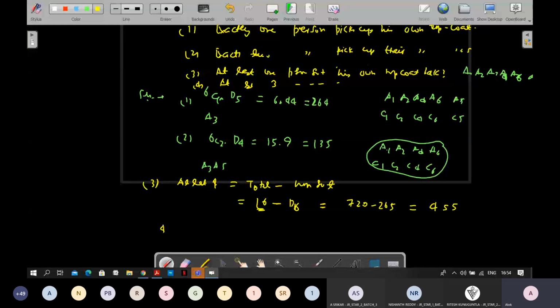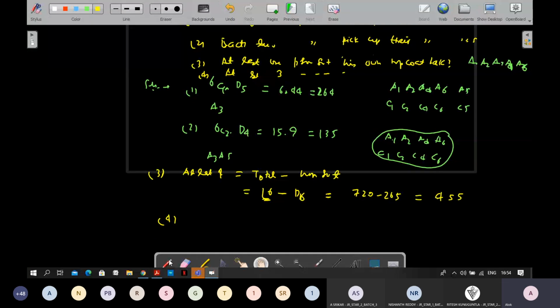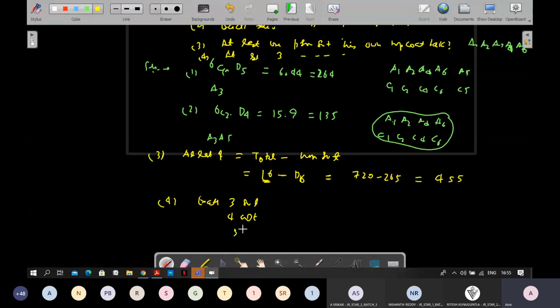If it is at least 3, then you will have to break into disjoint cases. That's the lesson I want you to learn. At least 3 means you will say exactly 3 got, exactly 4 got, exactly 5 got, exactly 6 got. You can add, or you can subtract from the total exactly 1, exactly 2. That also you can do.